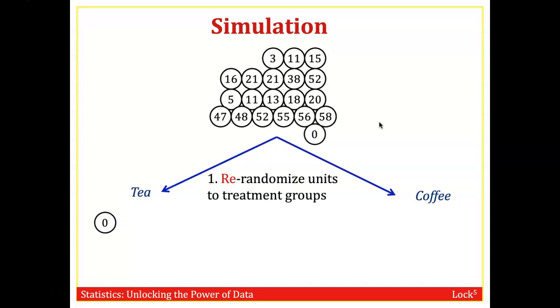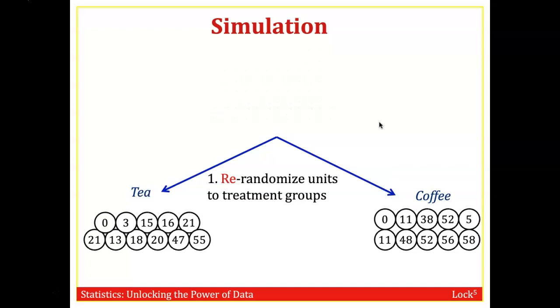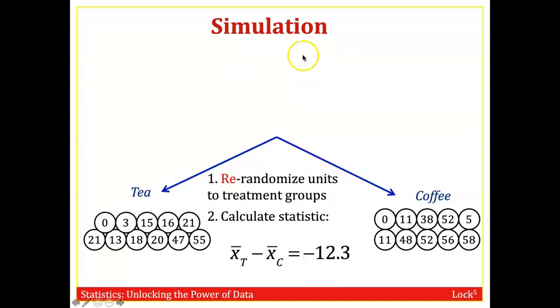So just due to chance, we're randomly assigning certain values to one group or the other. Sorry, this is not the observed data, but the first re-randomization. We could take these values and calculate the difference for this particular re-randomization. In this case, just due to chance, after we pooled them together and did a re-randomization, it turned out that the tea value was 12.3 units lower than the coffee, but that's just one instance.